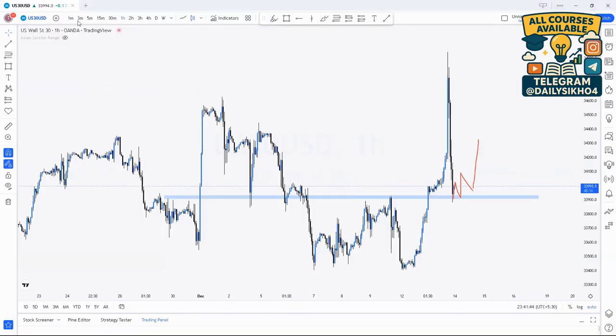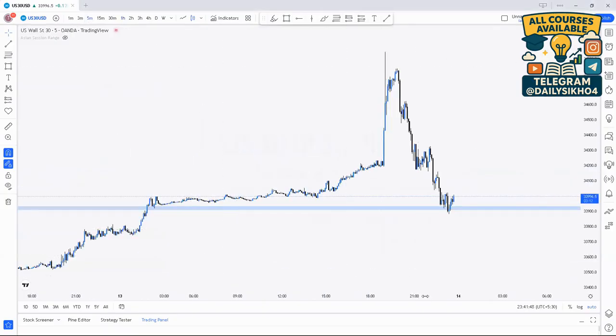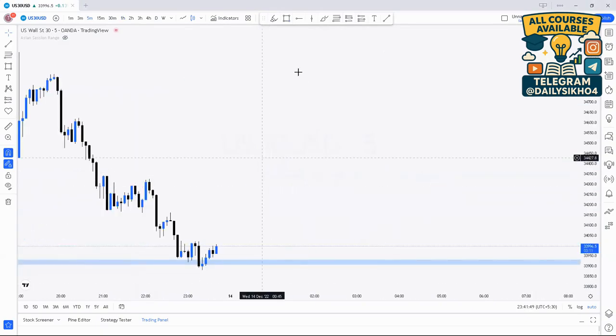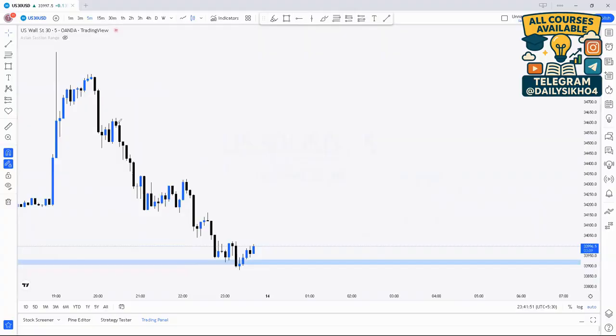And that's what it's doing now. Once we break this, we are bearish right now. So this is the last lower high. Once that gets broken, we can obviously look for buys.